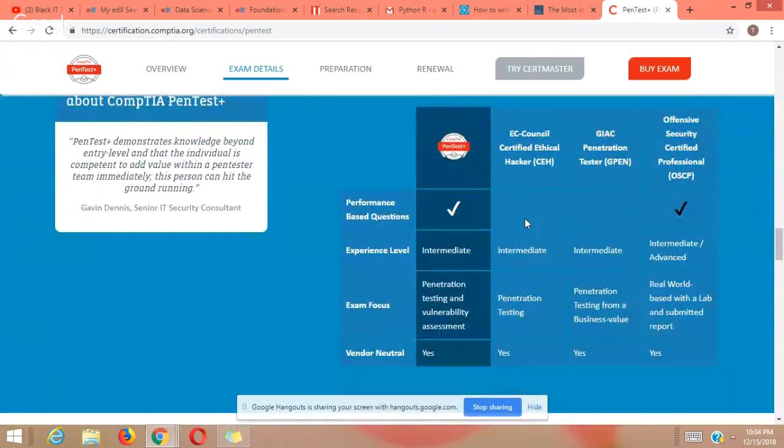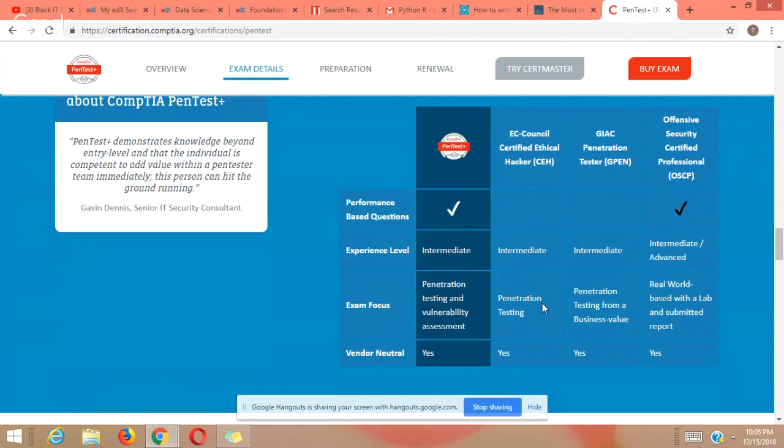And what we have right here is a chart that says, like I mentioned earlier, the difference between Pen Test Plus and EC-Council's CEH is that Pen Test Plus has performance-based questions, CEH has no performance-based questions. Experience level is all the same. The exam focus is on penetration testing and vulnerability assessment. The CEH is only focused on penetration testing.